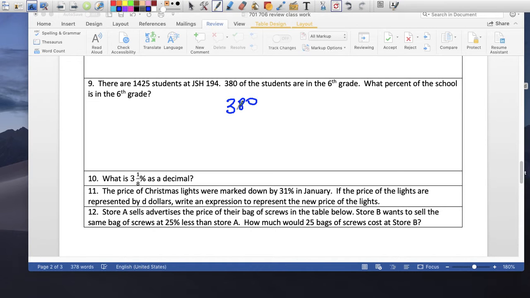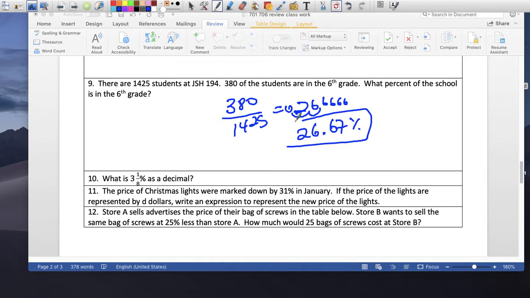Well, it'd be 380 divided by 1,425, which is 0.26666 forever and ever. If we move the decimal twice over, it's going to be 26.67%. 26.67% of the population of the school is made up of sixth graders.